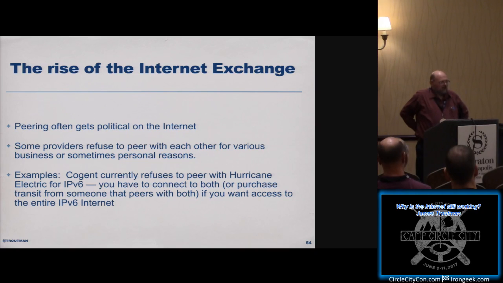So if you actually want access to the entire IPv6 internet, you either have to buy a connection from Cogent and a connection from Hurricane, 2 connections, or you have to buy a connection from somebody else that peers with both of them. You cannot actually just buy a connection from either one and get access to the entire IPv6 internet, which is silly, but that's reality.